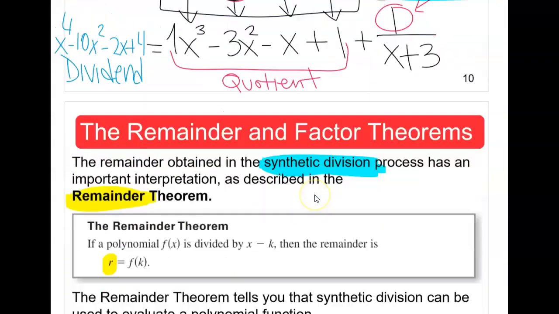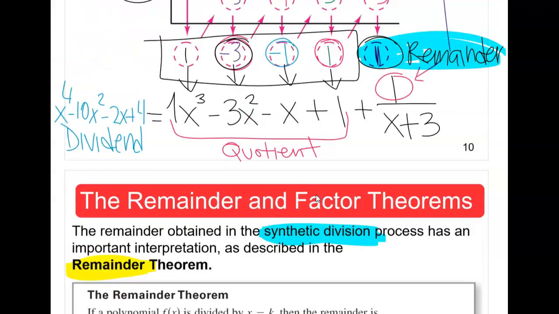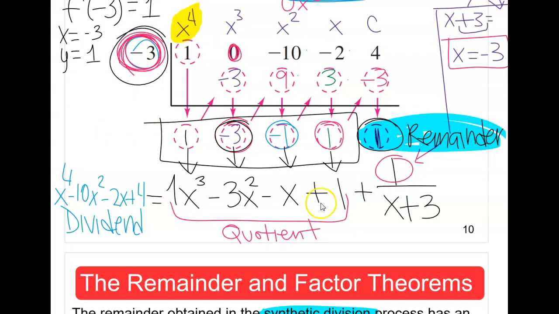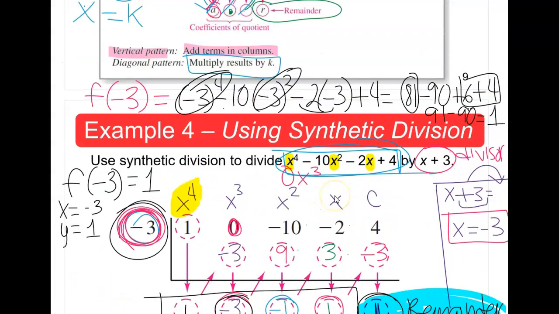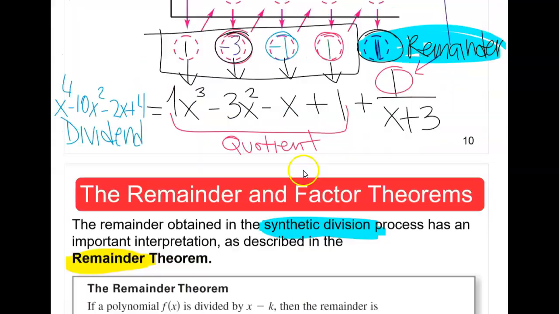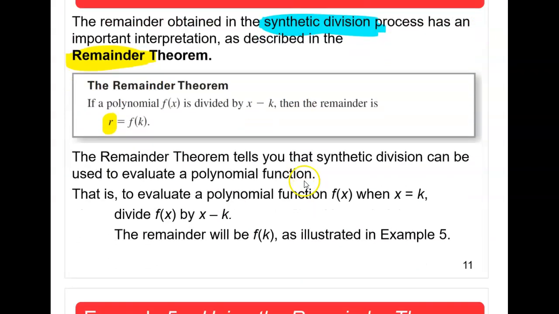So in your exam, if I say use the remainder theorem, please use synthetic division. Do not do direct substitution, or I will count it wrong. This is what we all call direct substitution. And using synthetic division to find the remainder, that is actually applying the remainder theorem.